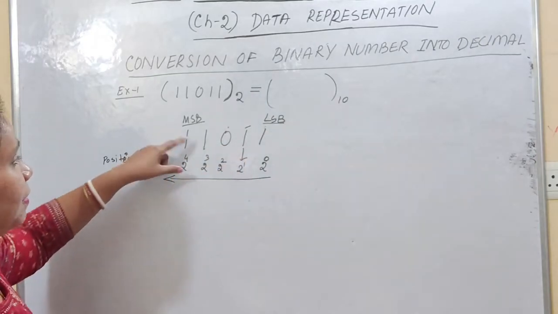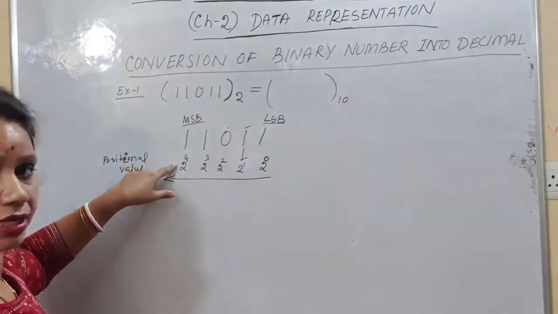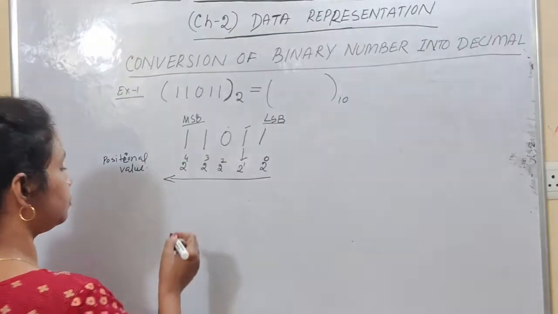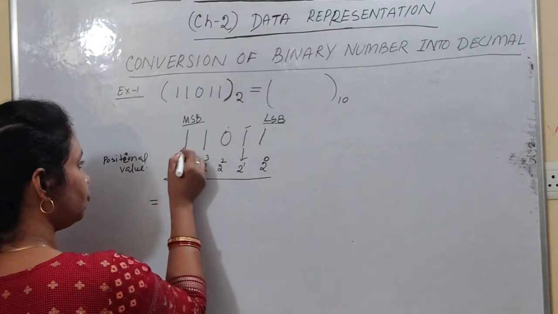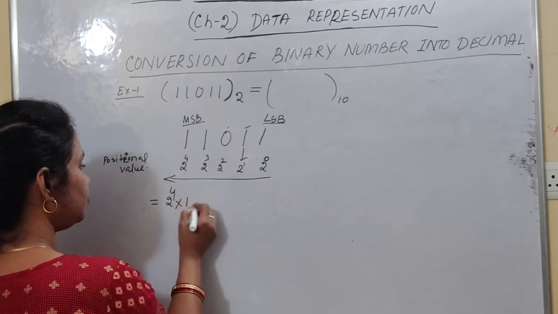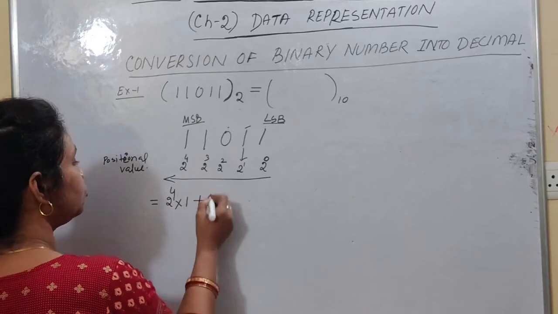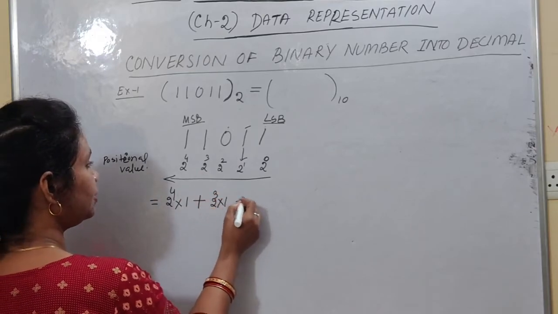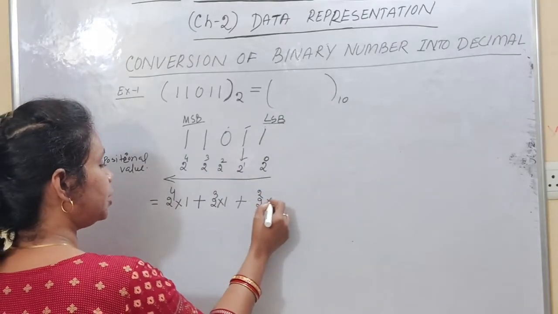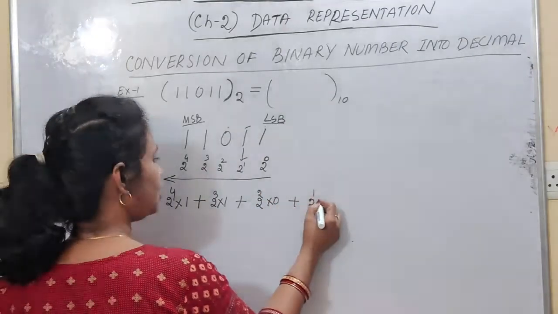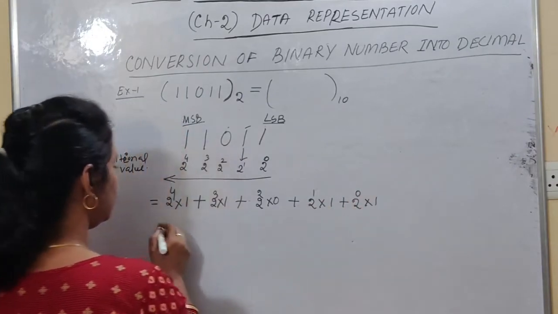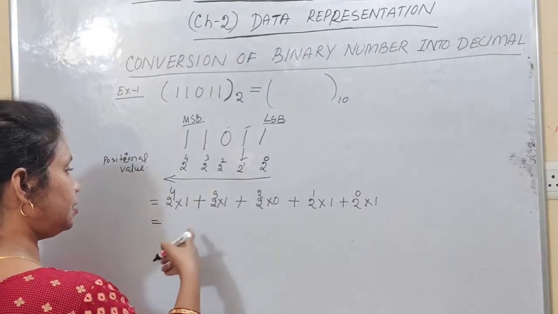Now how do you convert this binary number into its equivalent decimal number? Just multiply the bits with their positional values, then add the values. That means what will you do? Just 2 to the power 4 multiply 1, because this one has 2 to the power 4 multiply 1, plus 2 to the power 3 multiply 1. See here in the 2 to the power 2 position 0 is there. So 2 to the power 2 multiply 0, plus 2 to the power 1 multiply 1, plus 2 to the power 0 multiply 1. After that you have to find the addition of the values.